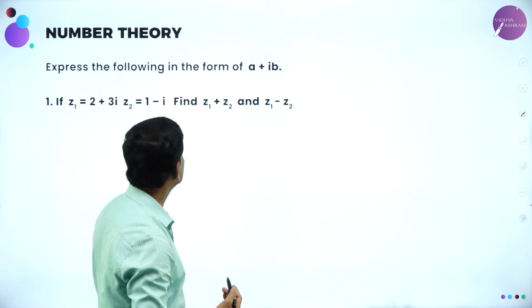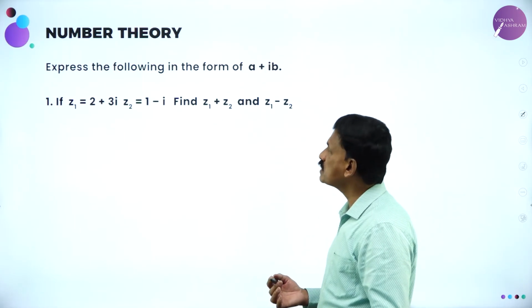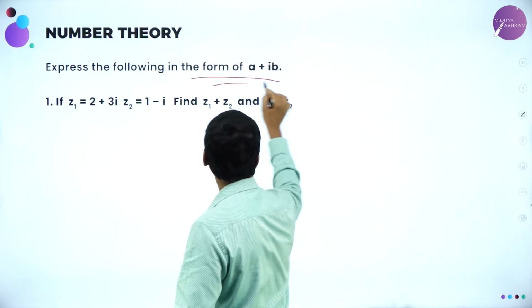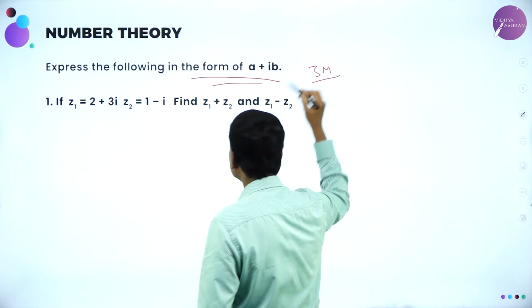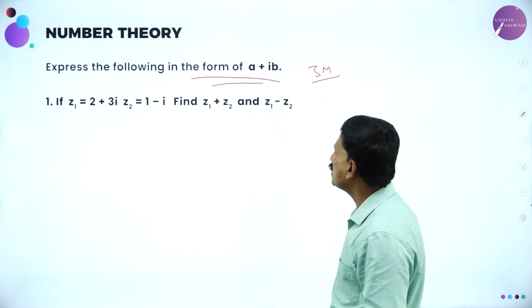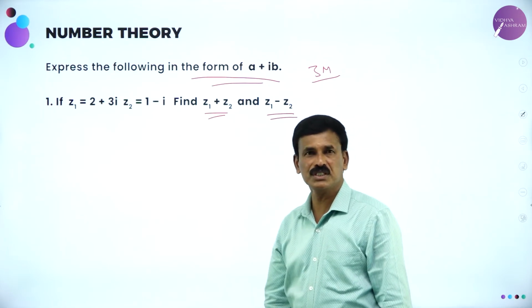Okay. Now, let us come to the next one. Express the following in the form of a plus ib. Now, let us come to the next set of problems. This is a very important type of problem. You may expect one question for 3 marks. Now, if z1 is equal to 2 plus 3i, z2 is equal to 1 minus i, find z1 plus z2 and z1 minus z2, addition and subtraction.